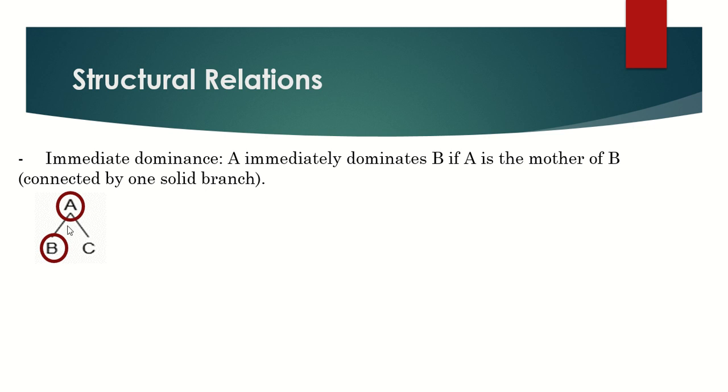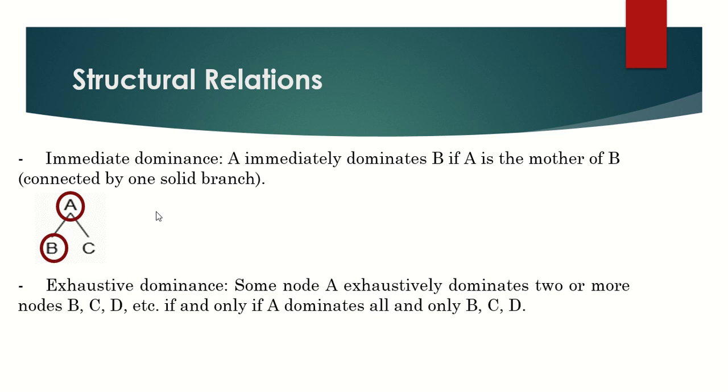A immediately dominates B. The second type is exhaustive dominance. Some node A exhaustively dominates two or more nodes B, C, D, etc., depending on how many nodes you have, if and only if A dominates all and only B, C, D. What does this mean? So here we have node A, and under A we have B, C, and D. Here A dominates exhaustively B, C, and D.